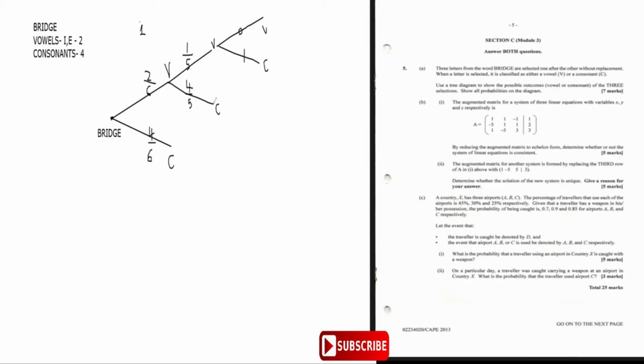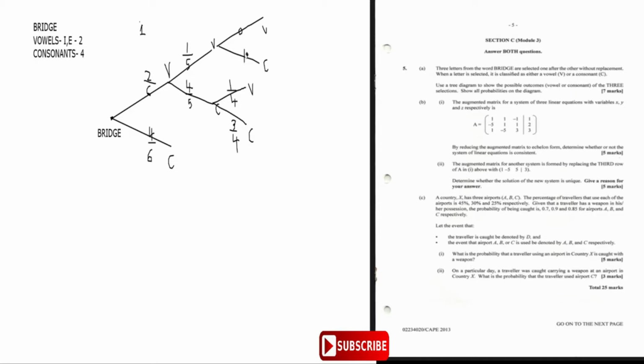Now let's say they choose a vowel or a consonant here. If you choose vowel, then consonant, and then let's say you choose a vowel now, the probability would be 1/4. Or if you choose a consonant here, it would be 3/4.